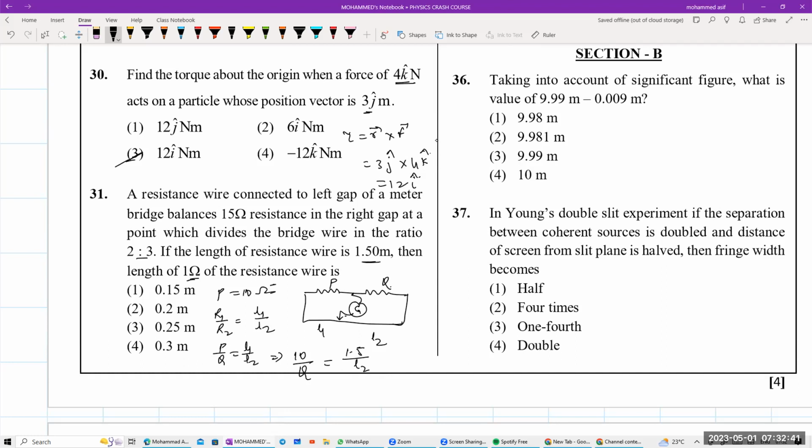The resistance wire connected in the left gap of the meter bridge balances 15 ohm resistance in the right gap at a point which divides the ratio. Okay, 1.1 है बेटा. Q की वैल्यू भी 1 दे रखा है प्रॉब्लम. नहीं, L2 की वैल्यू कितनी होगी? L2 is equals to 10 divided by 1.5 divided by 10. कितना हो जाएगा? 15 divided by 100. That will be equal to 0.15 meters approximately. Very good.